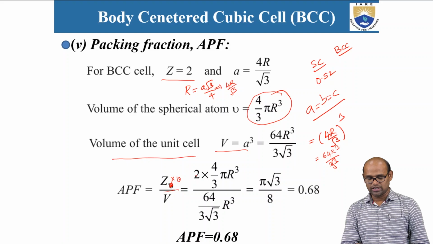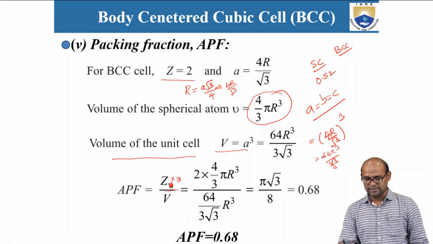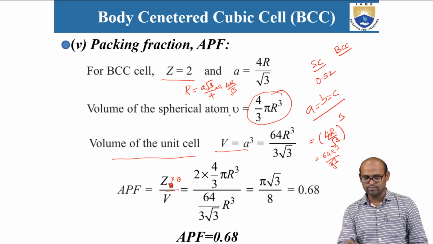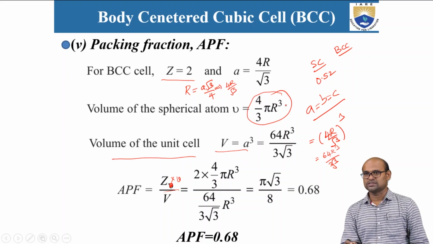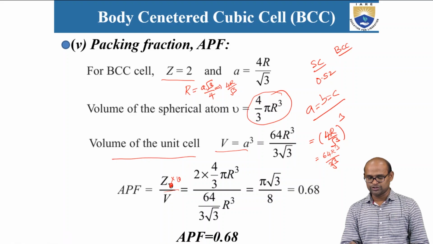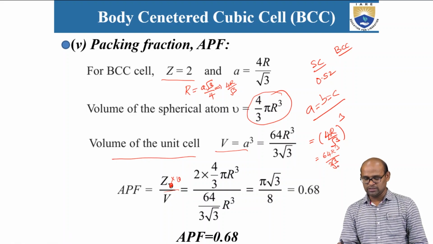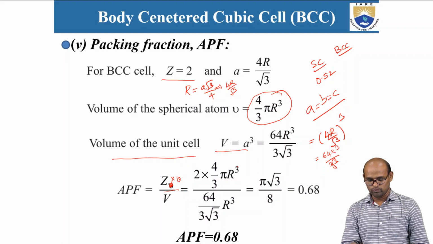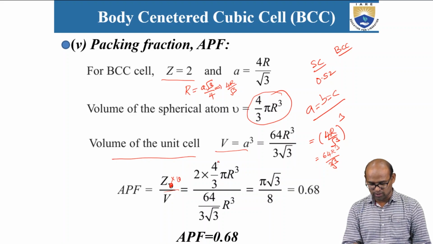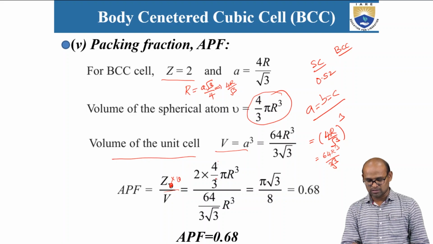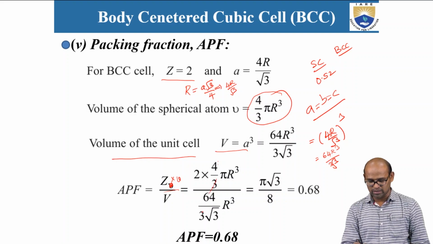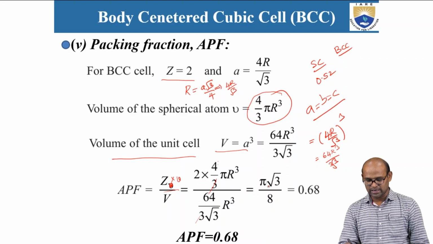And for BCC, Z is 2, and we have calculated that v of each atom is 4 by 3 pi r cube, because the atom is spherical in shape, and the volume of the unit cell is 64 r cube by 3 into root 3. So if you calculate this, cancel out all the terms which will go away. Then what you will get is pi into root 3 by 8.